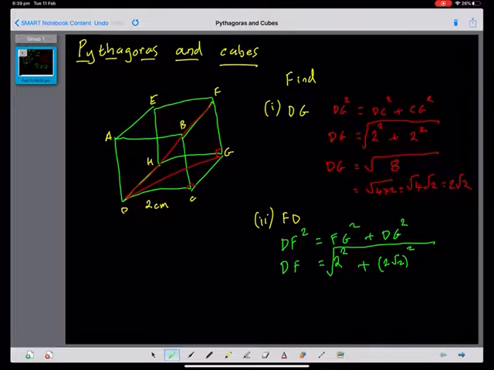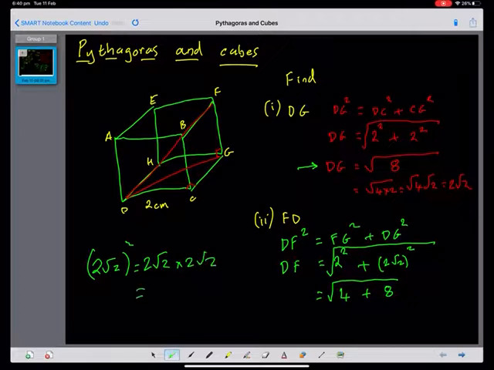Okay, so let's work this out. We've got 4 plus, well, if we look at this here, we can see that DG squared is just simply 8. And we can show that that's true by doing a quick calculation here: 2 root 2 times 2 root 2. Okay, so we have root of 12, which is the same as 4 times 3, which is 2 root 3.